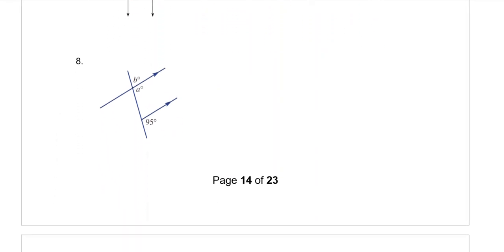Question 8 also has the parallel line markings, and this time I have got 2 pronumerals to find. So I'm going to start with the A. If I trace around the A and I trace around the 95, it's making an F shape. So that means that these are equal. A is equal to 95 because corresponding angles are equal.